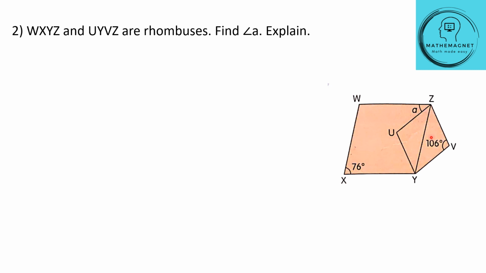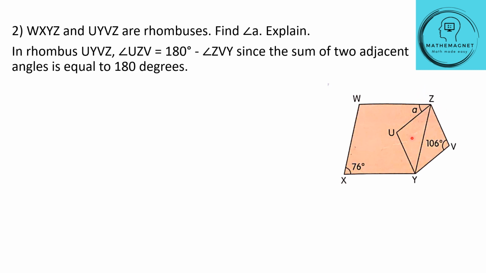In this rhombus we can say, as per the properties of rhombus, sum of two adjacent angles is equal to 180 degrees. So in rhombus UYVZ, angle UZV plus angle ZVY will be equal to 180 degrees. So UZV will be equal to 180 minus 106. This angle will give me this angle. This is sum of two adjacent angles, right? So this angle will be equal to 180 minus this angle, which will be equal to 74.